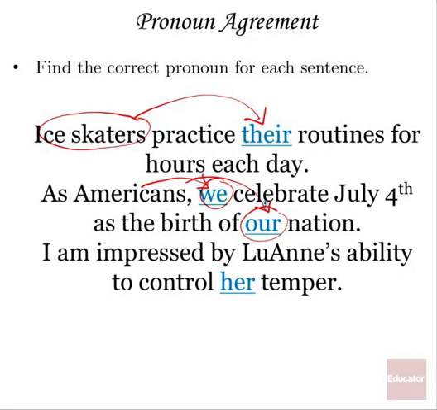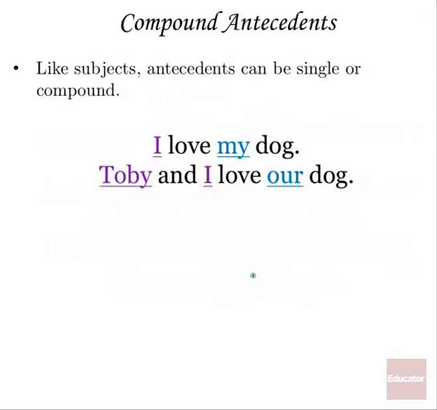If you are speaking to Americans and are not yourself an American, then you would say, "as Americans, you celebrate July 4th as the birthplace of your nation." So this one goes out on a bit of a limb, but again, you've probably picked up from my accent that I'm an American. "I am impressed by Luann's ability to control her temper." Her is standing in for Luann, so we need a third person feminine singular pronoun.